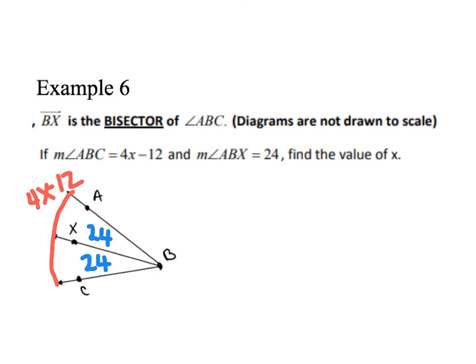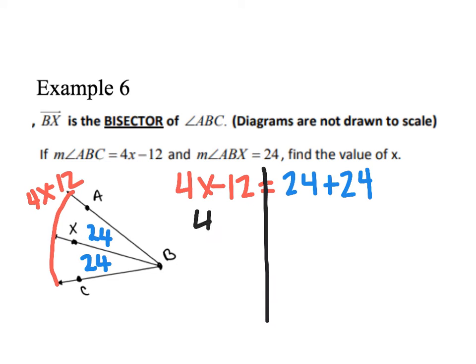So the entire thing, 4x minus 12, is equal to 24 plus 24. The two little angles still add up to equal the whole thing. Angle addition is still true here. Little angle plus little angle still equals big angle. We just now know that both the little angles are equal because of the angle bisector. And then we can solve.